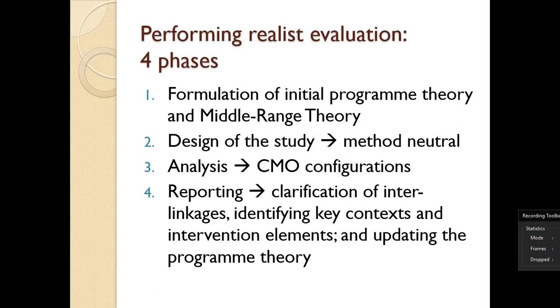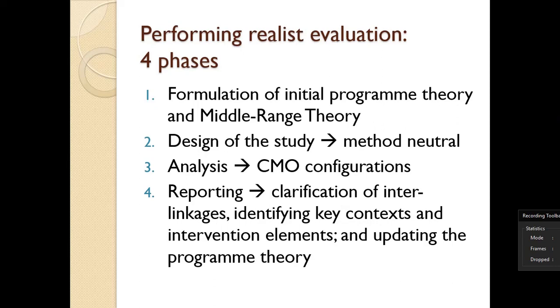So performing realist evaluation, 4 phases: formulation of initial program theory or middle range theory. The initial program theory always explains how you want your outcomes to be achieved from your intervention, and then after having the initial program theory, then you design the study or methods that would be utilized to test or to collect data regarding what the users and how they are participating, regarding the stakeholders and how the intervention is working for them and when and so on. Remember our question of for whom, when, how, and so on, under what circumstances. Then you analyze the context, mechanisms, and outcome by configuring them. Okay, then you report.